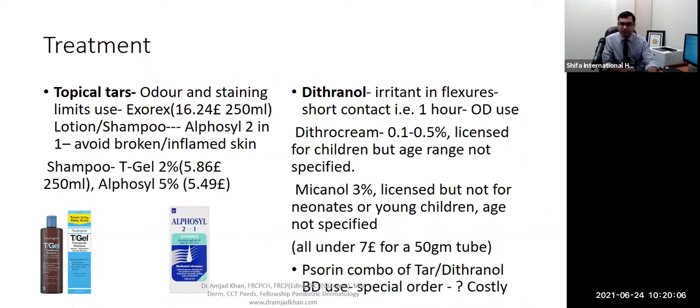Other treatment options, topical tar products. The problem with them is they have odor, and sometimes they stain the clothes and the skin. International products are Exorex, you can see T-Gel, Alphosyl, but there are other local products available here as well. Erythronol, it's very irritant, and in flexural areas it's much more irritant, but we usually advise short contact, an hour or so once a day. Erythro cream is another product available. It's licensed in children. Mecanol, and Sorin combo or tar erythronol combinations. So if we have compounding or pharmacy available who can do compounding for us, we can consider using them as well.